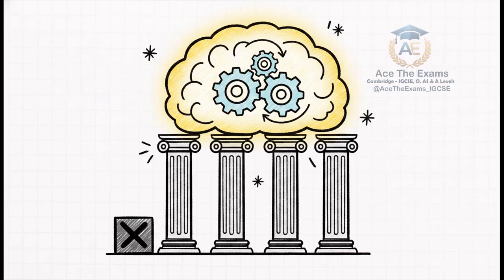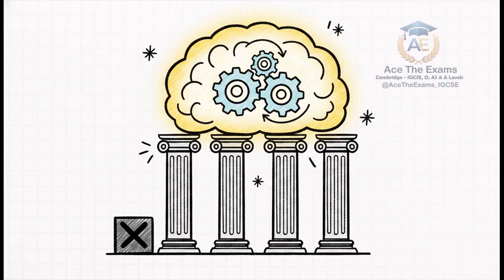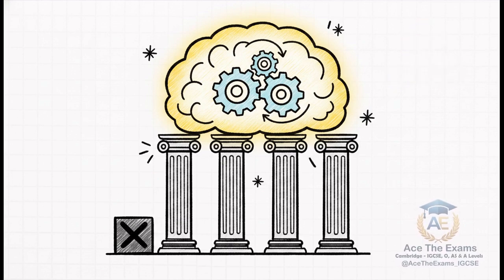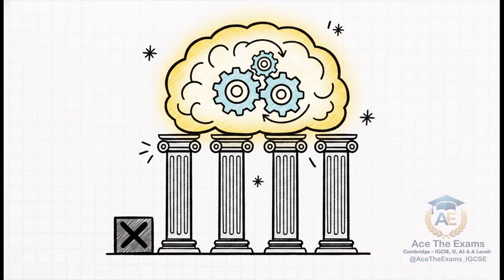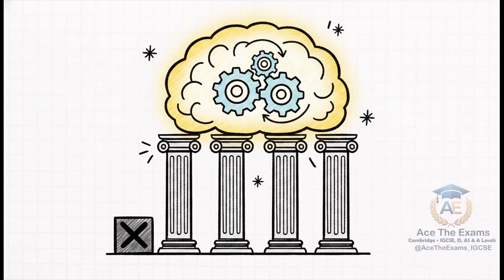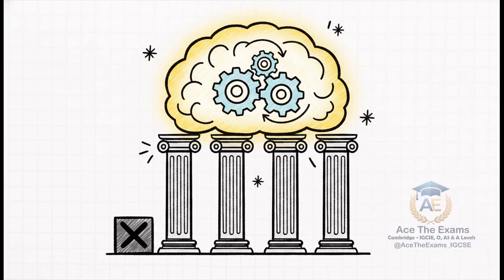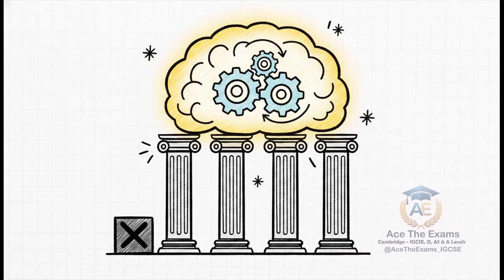To hit the application and analysis domains, top students use the PEEL framework. Point, evidence, explanation, link. You make your point about the validation method. You provide evidence from the exam scenario. You give an explanation of how it works or why it's beneficial, and you link it back to the overall system integrity. That is how you turn a red-marked answer into a green check-marked masterpiece.